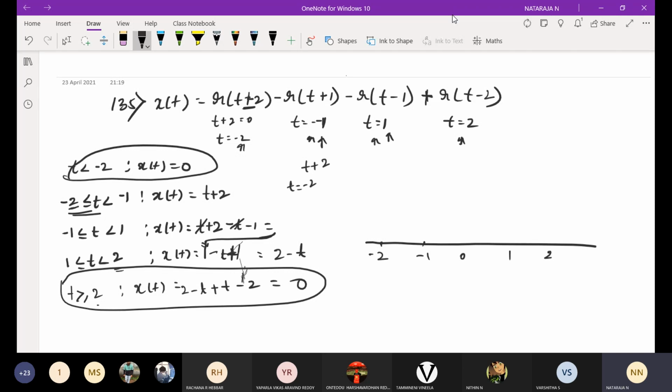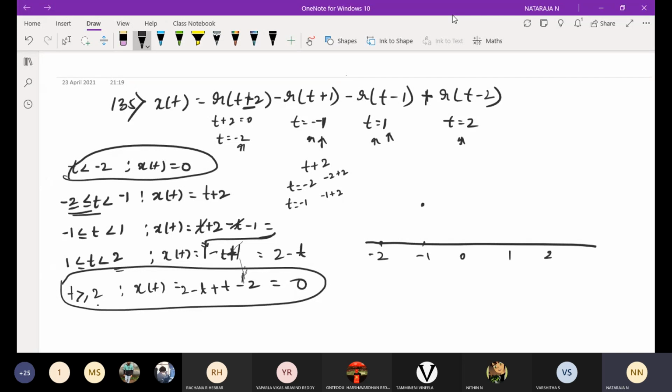What you will get? -2 plus 2, you will get 0, no? Then t is equal to -1 in the above equation. -1 plus 2, you will get 1, sir. Okay, from -2 to -1 is over.